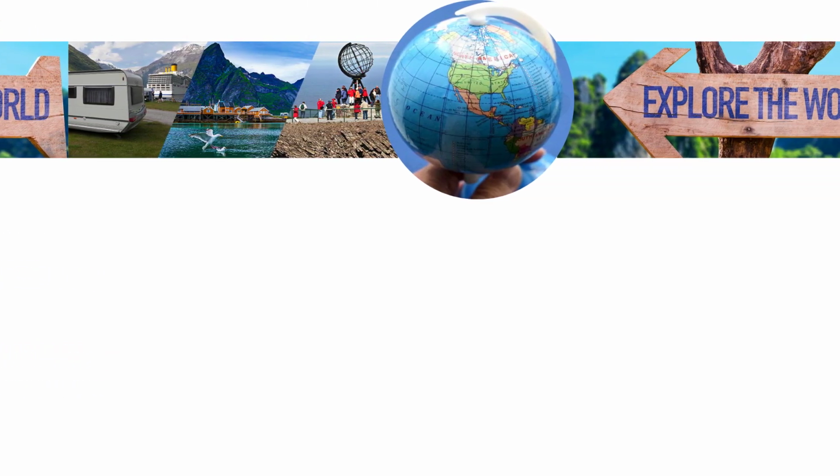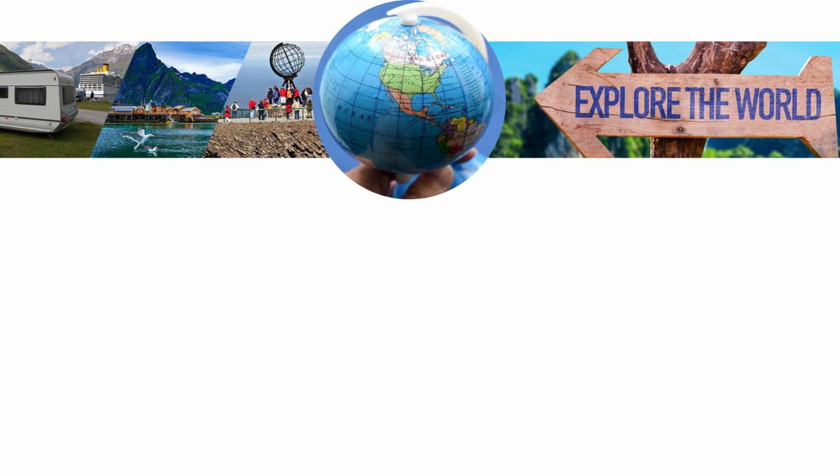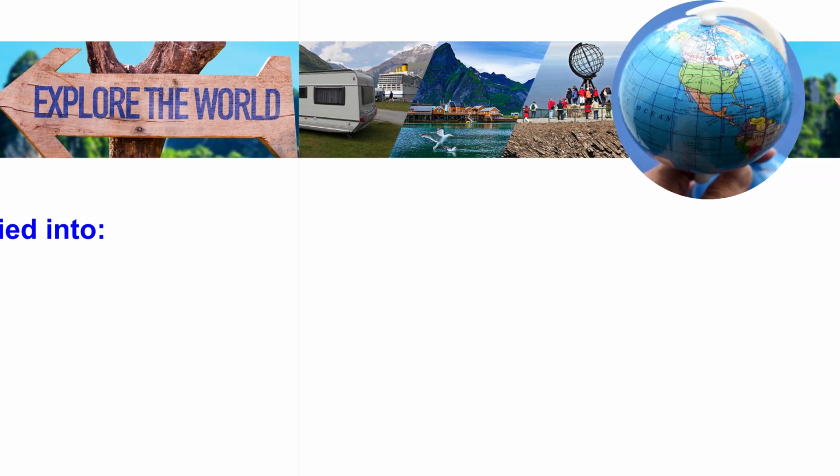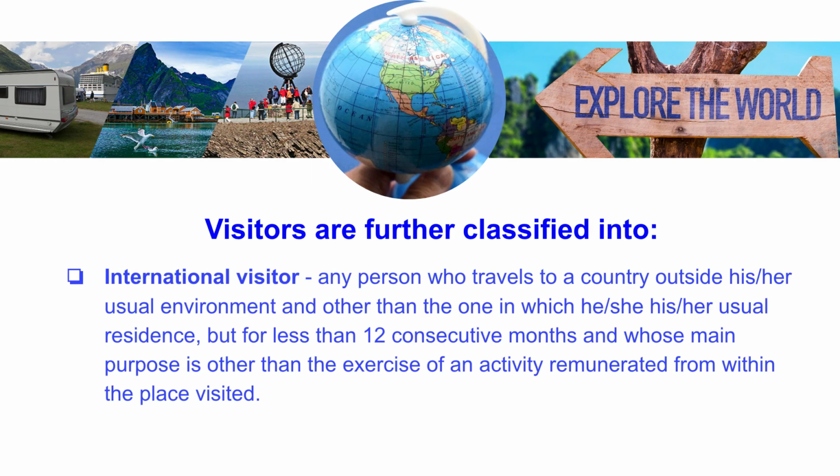Another type of visitors, in a bigger perspective, are international and domestic visitors. So from the term, we can understand that an international visitor is any person who travels to a country outside his or her usual environment, other than the one in which he or she has his or her usual residence, but for less than 12 consecutive months, and whose main purpose is other than the exercise of an activity remunerated from the place visited.